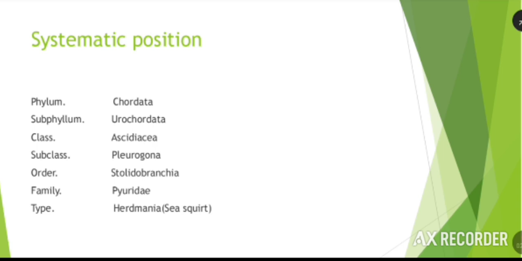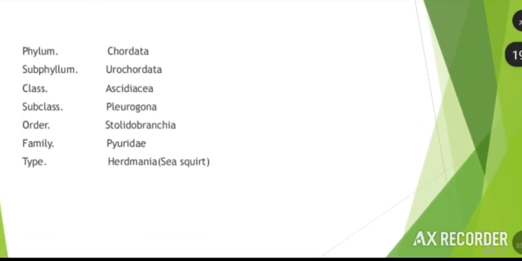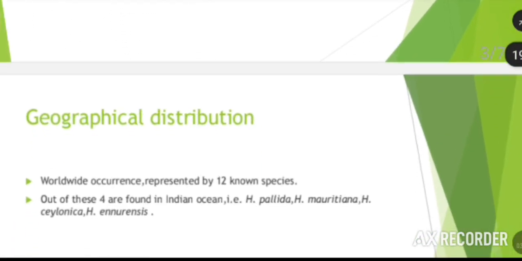So urochordates are also known as ascidians, since their general appearance is similar to ascidian, that is the Greek name for a primitive wine sac. So this was the derivation of the name. Now they belong to class Ascidiaceae. Subclass is Pleurogona. Order is Stolidobranchia. Family Pyuridae. Type is Herdmania, which is also known as C squared.